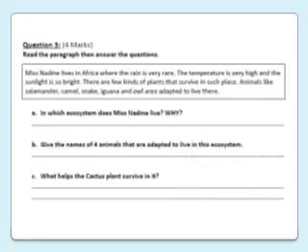Question 3. Read the paragraph, then answer the questions. Miss Nadine lives in Africa where the rain is very rare. It receives little rain. The temperature is very high and the sunlight is so bright. There are few kinds of plants that survive in such a place. Animals like salamander, camel, snake, iguana, and owl are adapted to live there. In which ecosystem does Miss Nadine live?